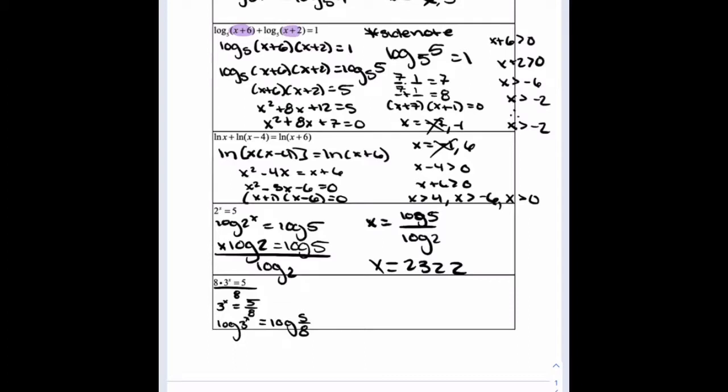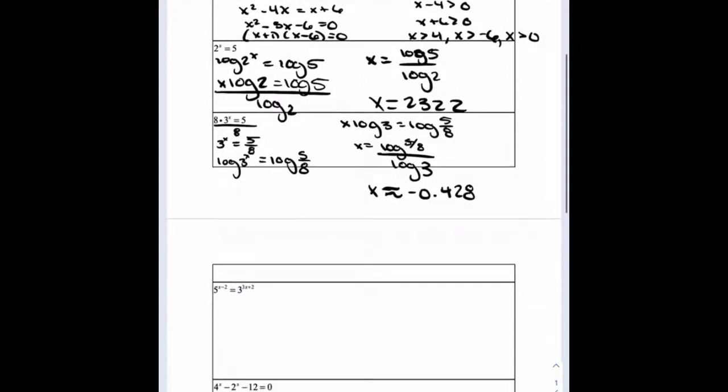I'm going to change my left side from exponential to the factored form. So x times log 3 equals log 5/8. Solve for x by dividing by log 3. I get x equals log 5/8 divided by log 3. Punch this in your calculator and you should get that x equals about negative 0.428.